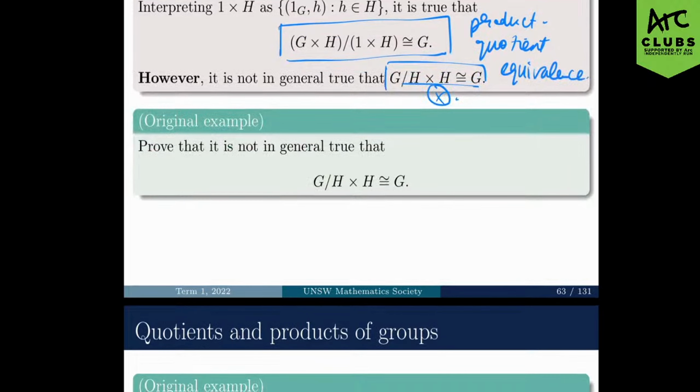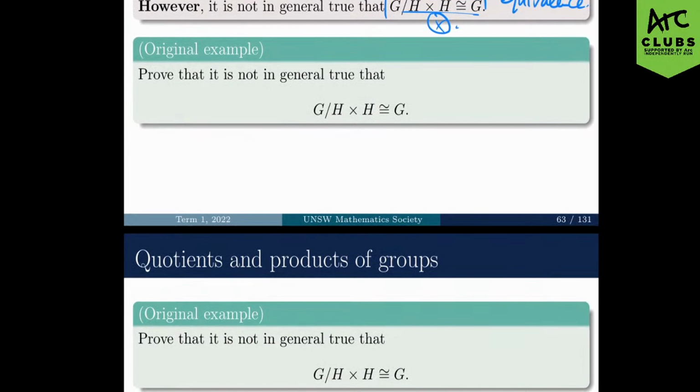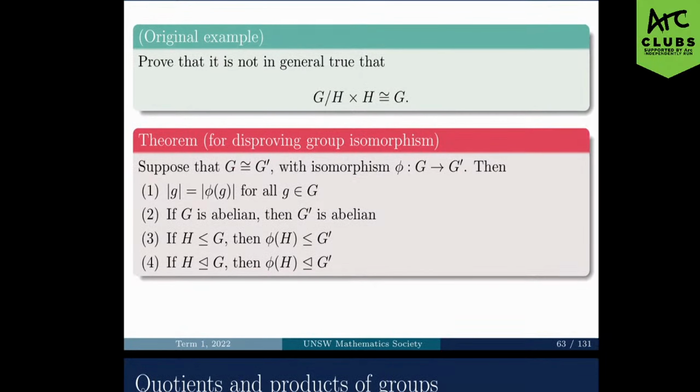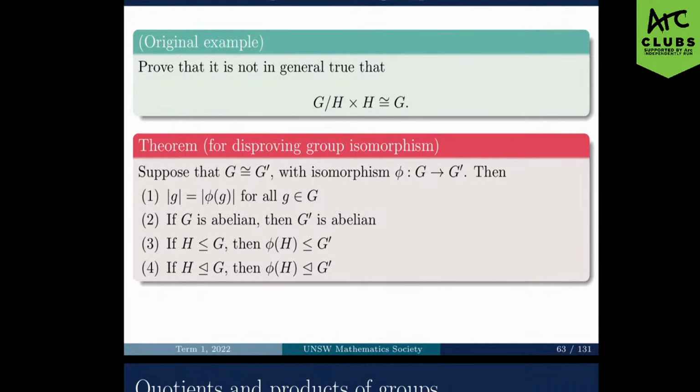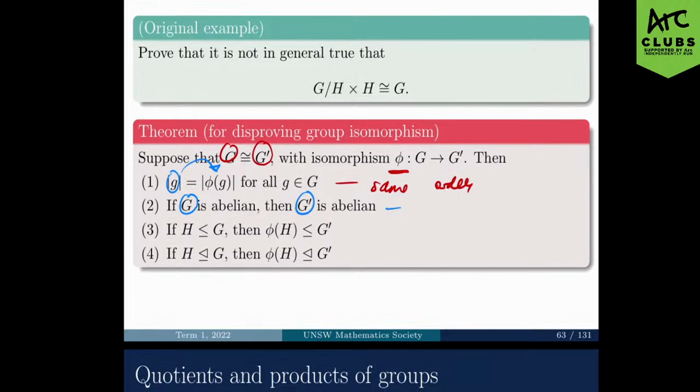So how would we prove that it's not in general true that these sets are isomorphic? Well, let's just go back to a bit of a theorem for disproving group isomorphisms. So it's useful to know that if you have an isomorphism between two groups, then if you take one element and you map it to something else using that isomorphism, then those two elements have to have the same order. So what we can say is basically isomorphisms preserve orders. The second thing we can know is that for G abelian, G prime abelian, it means that if two groups are isomorphic, then basically they must both be abelian if one of them is abelian. So it preserves commutativity.